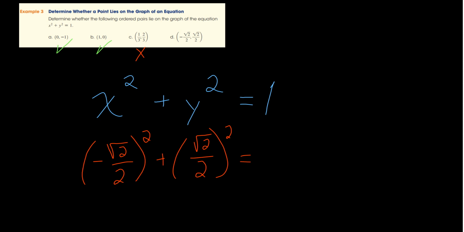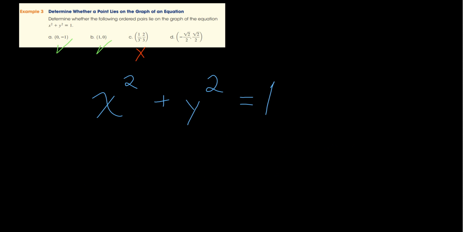Same thing we did in C, we square the numerator and we square the denominator, right? Well, what is the square root of 2 squared? That's just going to be 2. And what's 2 squared down here? Well, 2 squared is 4. The negative sign is relevant, but obviously if you square anything, it will become a positive number. Negative times a negative is positive, and positive times positive is also positive. The next one will also be 2/4. Well, 2/4 plus 2/4 is indeed equal to 4/4, which is 1. So D is also a solution. That's how we determine whether a point lies on a graph of an equation.